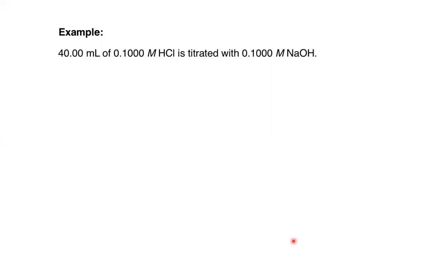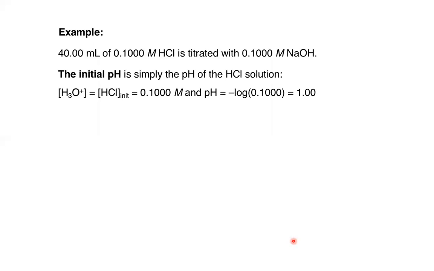All right, so let's do a sample calculation of this. 40 milliliters of 0.1 moles per liter HCl is titrated with 0.1 molar NaOH. This is the same as the titration curve we saw earlier. The initial pH is simply the pH of the HCl solution. So the hydronium ion concentration is equal to the HCl initially present, which is 0.1000 moles per liter. And the pH is going to be equal to minus log to the base 10 of that concentration, which will give us a value of 1.